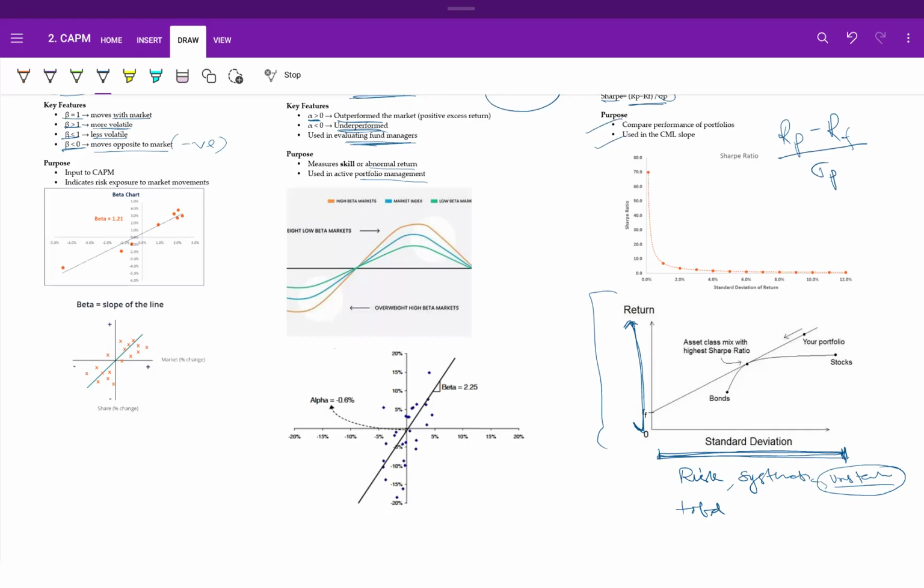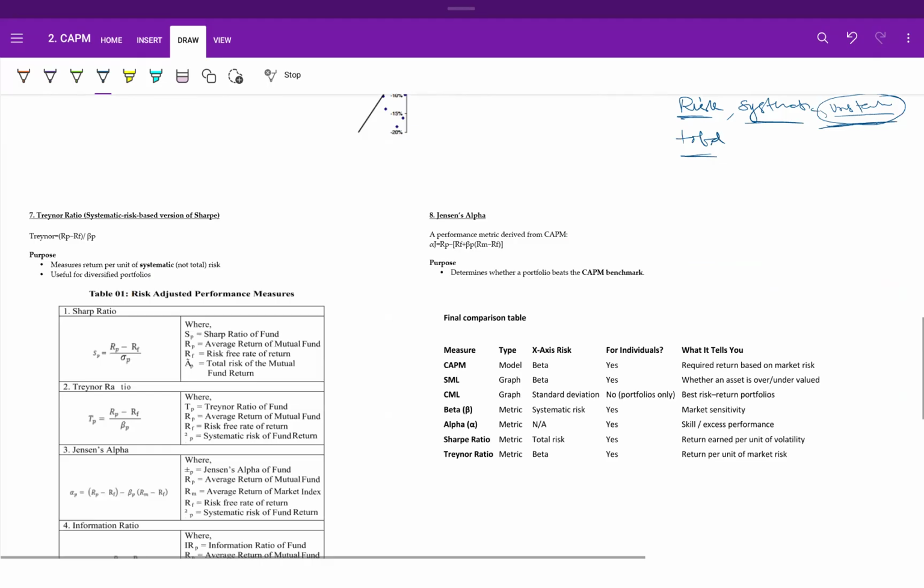As of now, we have no measure to calculate the unsystematic risk. We have not discussed any measure to calculate unsystematic risk. We have discussed total and systematic risk. Okay, so let's discuss the Treynor and the Jensen alpha ones. Then we will get back to our capital asset pricing model.